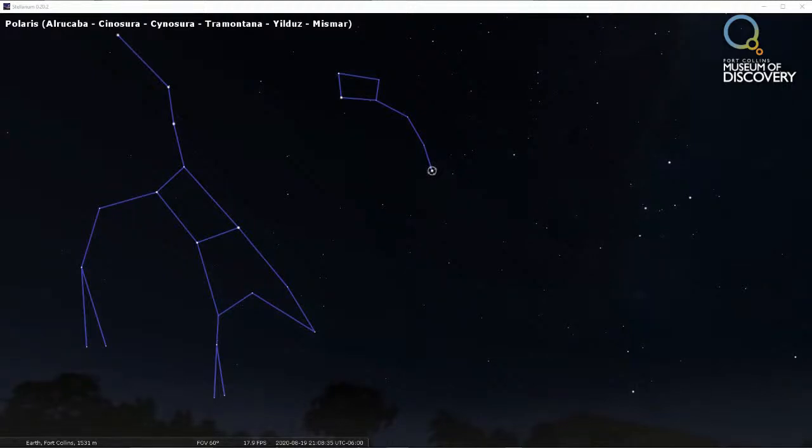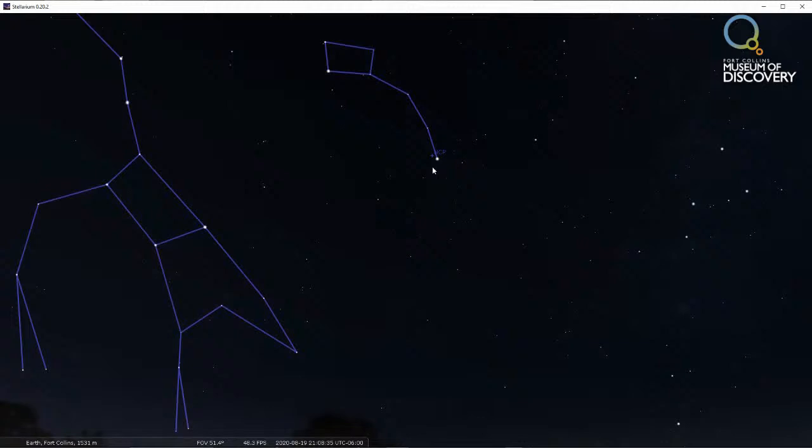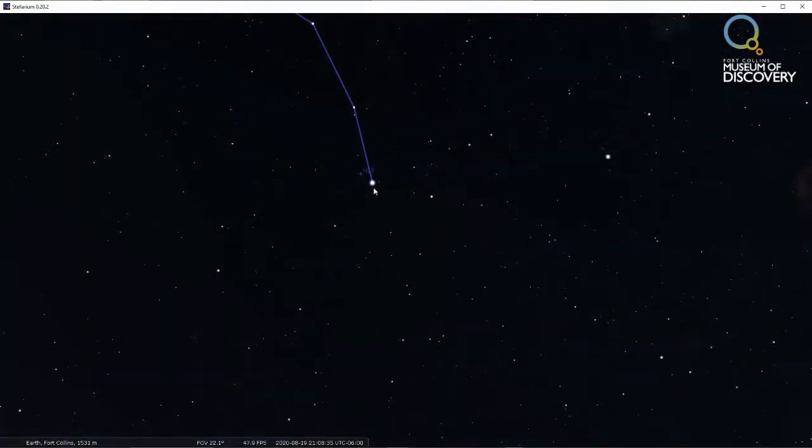And the North Celestial Pole is located right here. You can kind of see it. Let me move the crosshairs there and zoom in a little bit so you can see this NCP here. That is the North Celestial Pole. So that is true north in the sky. And you can see that Polaris is not exactly on it.